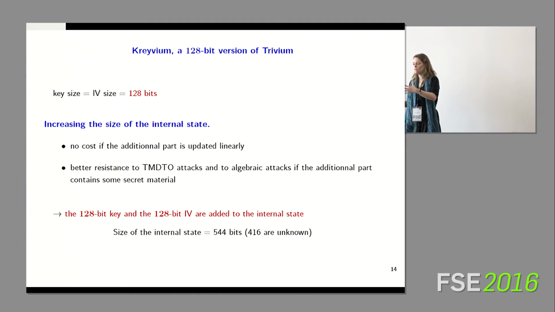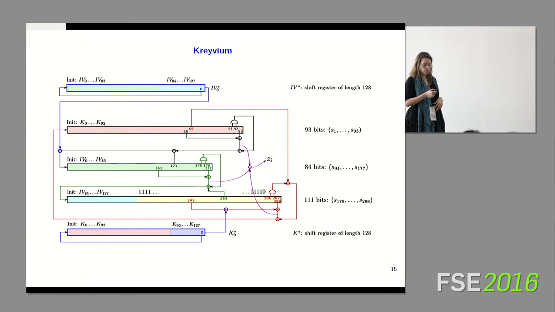So this is nice because this does not cost in terms of performance, but it offers better resistance with respect to some attacks like time memory data trade-off or algebraic attacks. So what we do in practice is that we add to the internal state two 128-bit registers, one corresponding to the key and the other one corresponding to the IV. So it now looks like this.